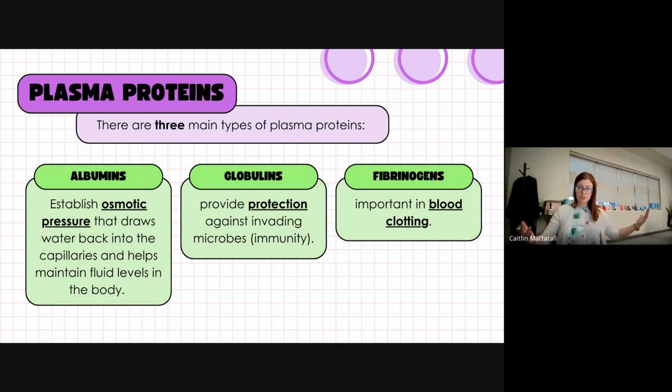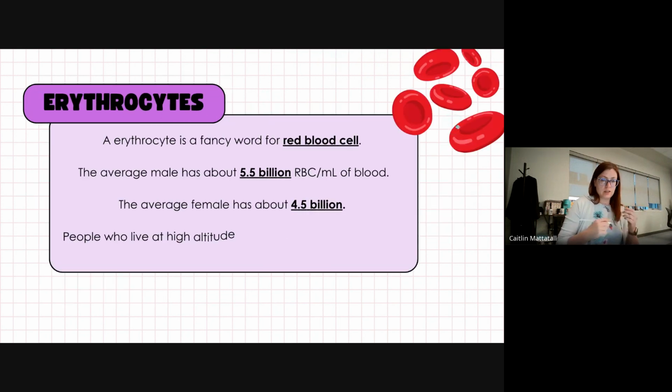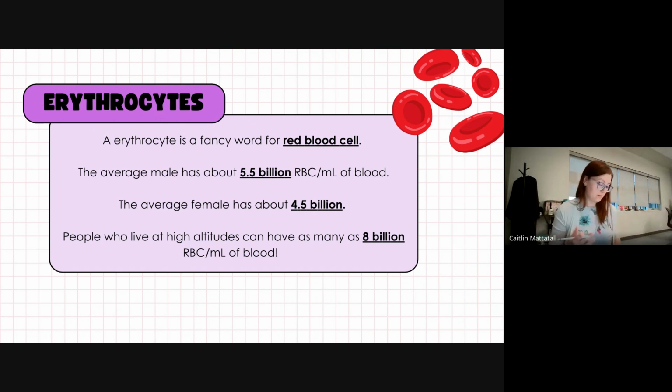So again, 3 main types of plasma proteins. Albumins help with osmotic pressure to maintain that fluid balance in the blood. Globulins provide protection or immunity against invading microbes. And then your fibrinogens, again, are important in blood clotting, and they work alongside platelets. So proteins are important. But cells, they're a lot more common. There's a lot more of them. And this is where we're going to spend the rest of today.